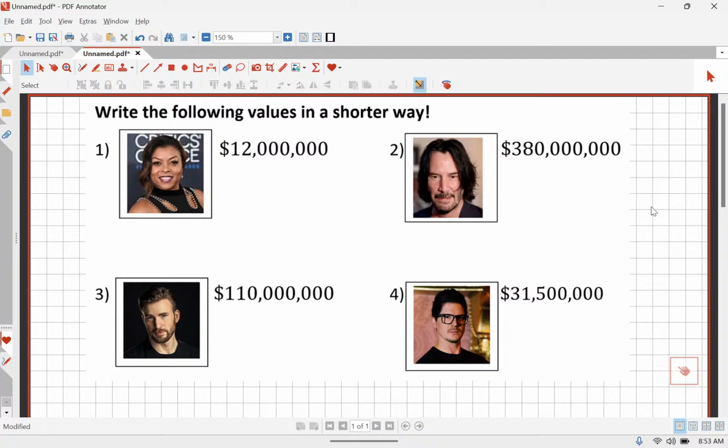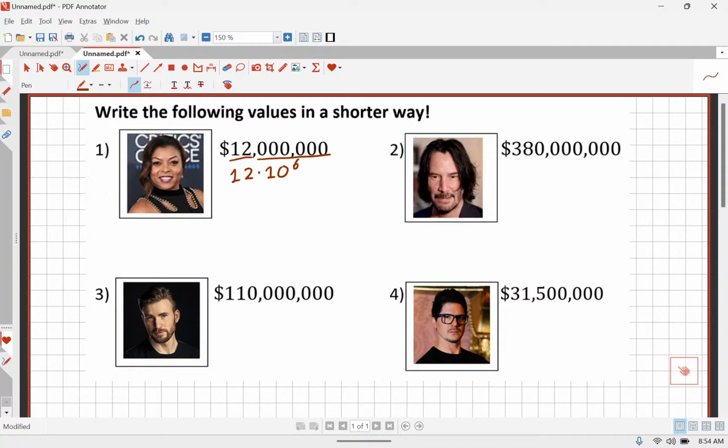So let's see if we can get a little bit of help out there. Rachel, how would you shorten Taraji P. Henson's net worth? I'm glad we're talking. So there's a couple ways to do it. One of them is we've got a 12 and a bunch of zeros. So you could shorten it as 12 times how many tens would you need to add that many zeros, Rachel? So it would be 12 times 10 to the 6th.